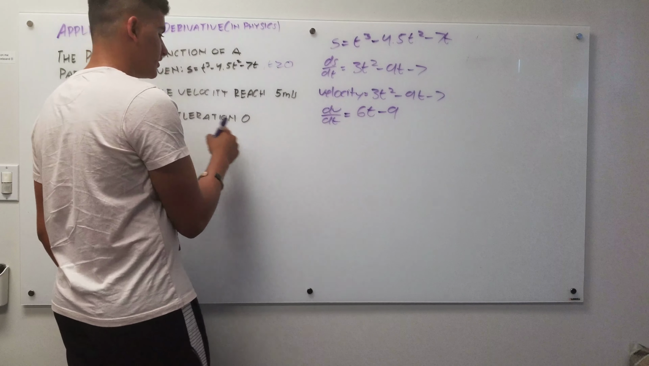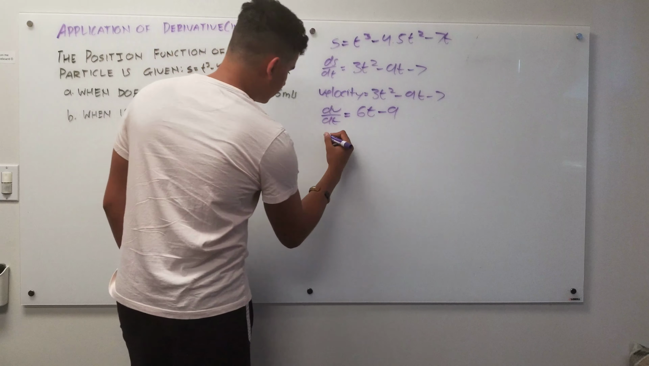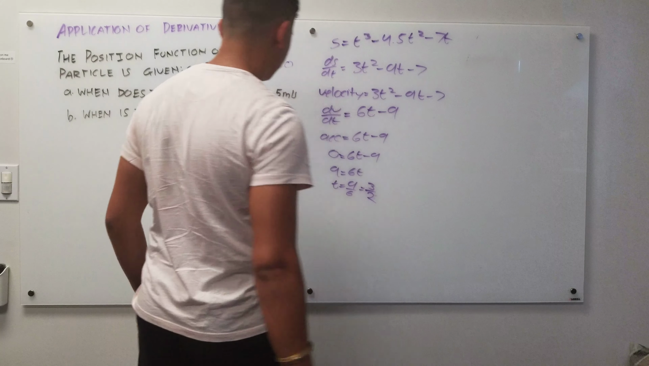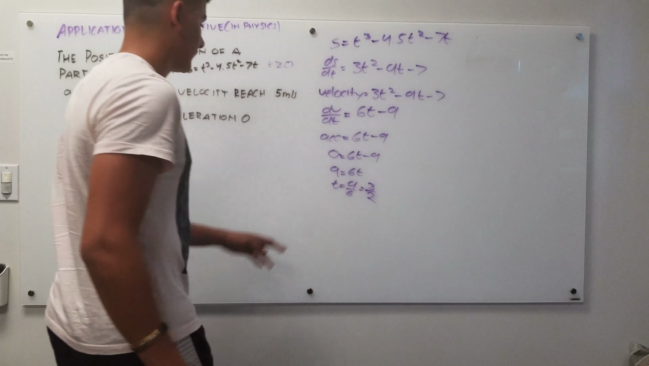It's asking when the acceleration is equal to 0. So acceleration is equal to 6t minus 9. We're asking for when acceleration is equal to 0. We can plug in 0 for acceleration. So 6t minus 9 equals 0. We can solve for t. We can add 9 to both sides. 9 is equal to 6t. t is equal to 9 over 6. We can further simplify this to 3 over 2 seconds. So that's when the acceleration would equal 0.